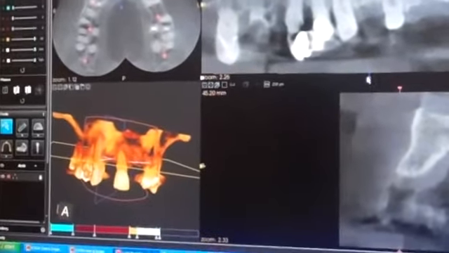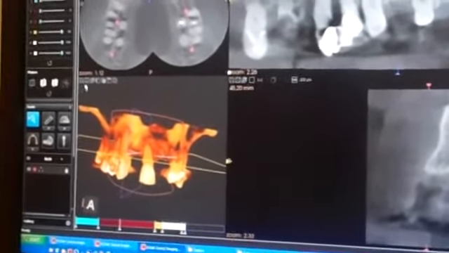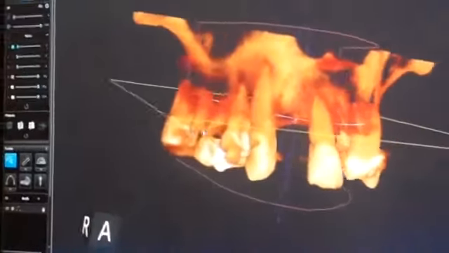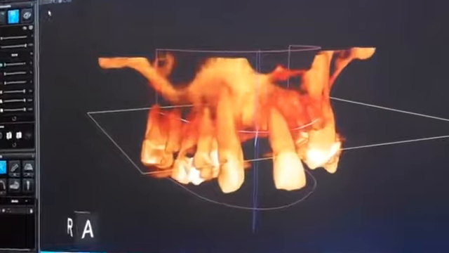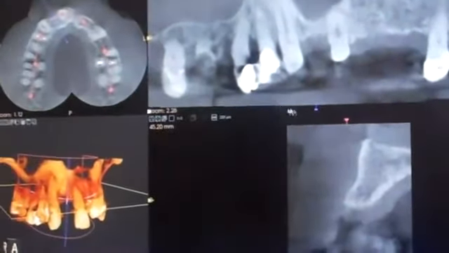new teeth. And so this is a cone beam CAT scan, and a cone beam CAT scan allows us to take a three-dimensional X-ray of his jaws and see where the problems are, and not only that, but to help us identify where the good bone is.